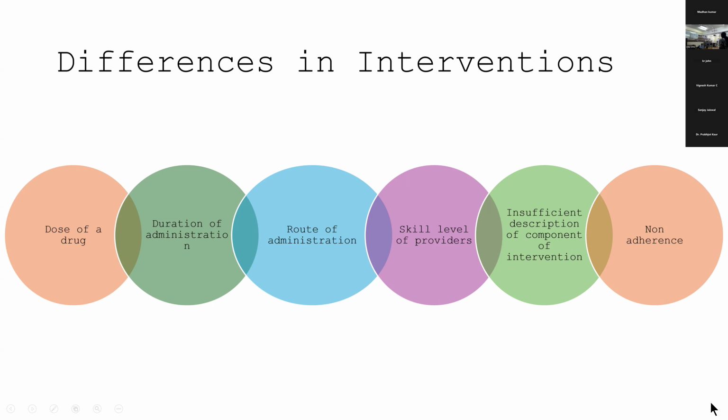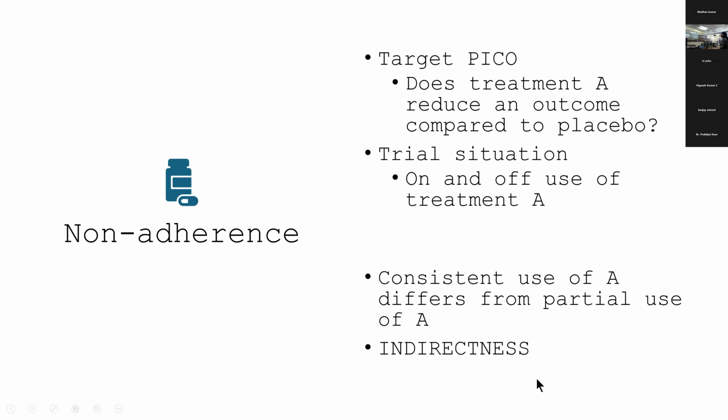So for example, cardiac rehabilitation. The cardiac rehabilitation protocol might not be the same in every center. There could be a wide disparity. So that can also affect your final intervention estimates. And another important thing to understand is non-adherence. So I'll talk about non-adherence.